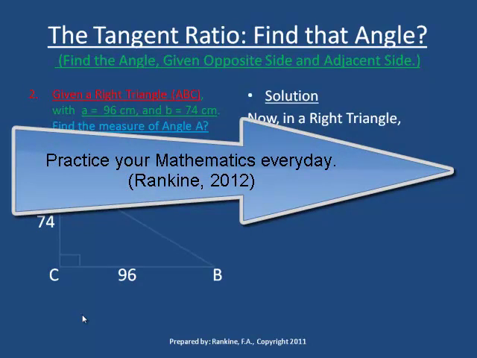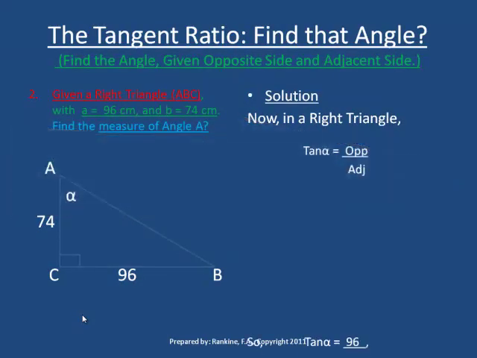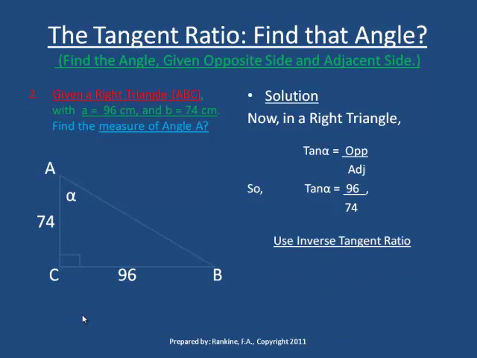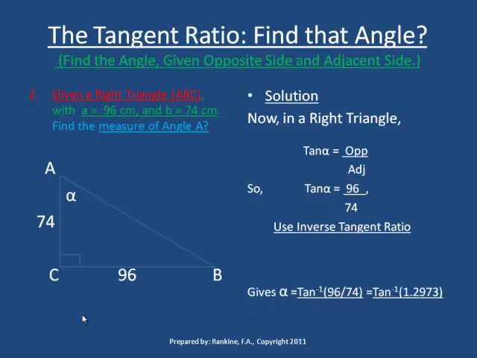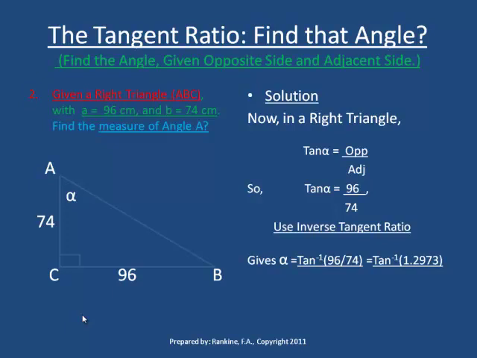So we want to find the tangent of alpha. That is equal to 96 divided by 74. It's your opposite side divided by your adjacent side. And again, since the angle is missing, we're going to use the inverse tangent ratio. So alpha is equal to tan inverse 96 divided by 74 equal to tan inverse 1.2973.